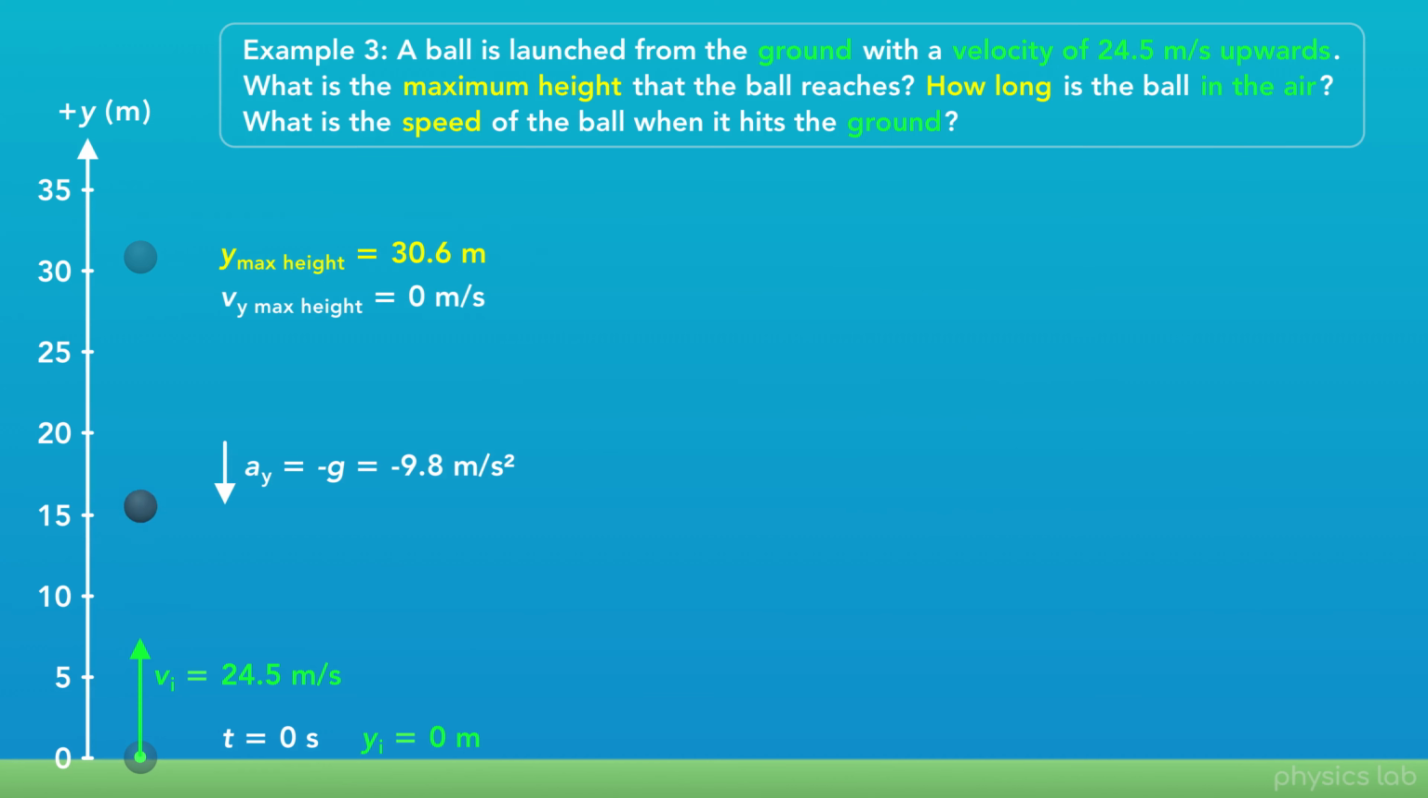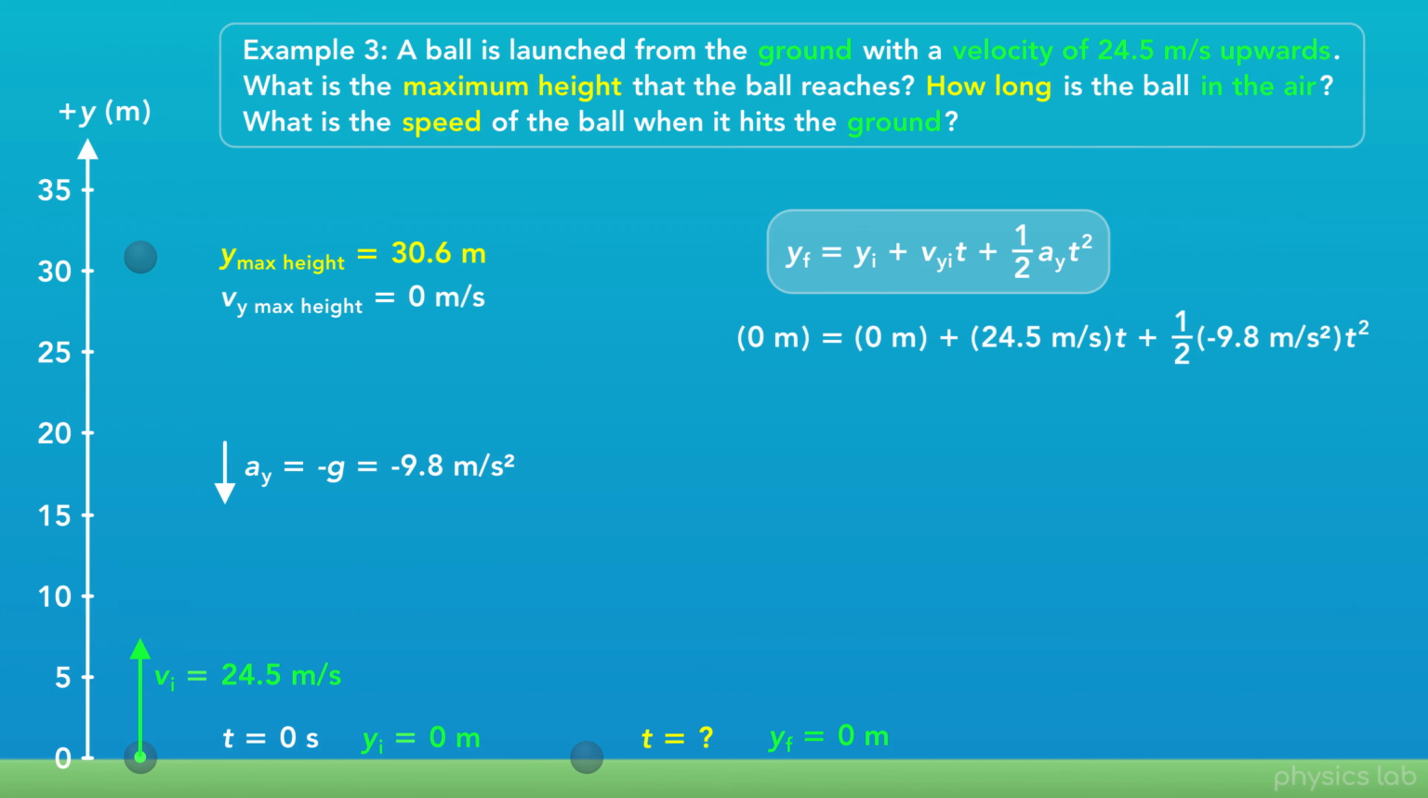Next, we want to find how long the ball is in the air. So what's the final time when the ball comes back down and hits the ground? For this part, we can use the same equation that we used in the last examples. Now, we're going to say the final point is when the ball hits the ground. So we plug in 0 meters for the final position, 0 meters for the initial position, 24.5 meters per second for the initial velocity, and negative 9.8 meters per second squared for the acceleration.